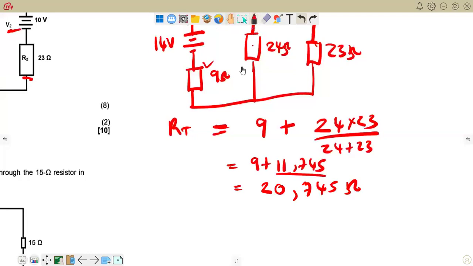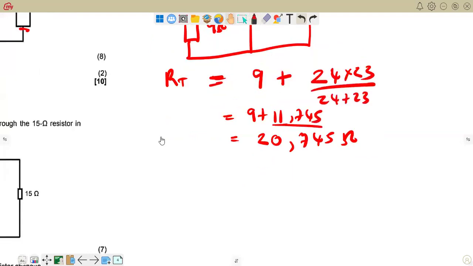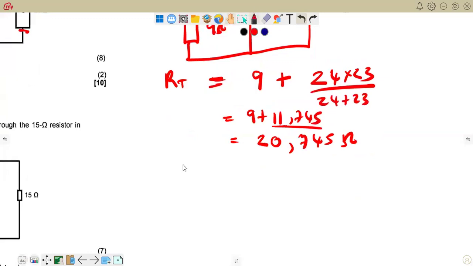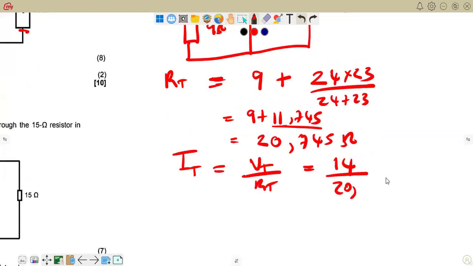Then from there, we calculate the total current using that total resistance. So IT is going to be 14, our voltage, divided by the 20.745 that we have, and that gives us 0.675 amperes. That marks our current.